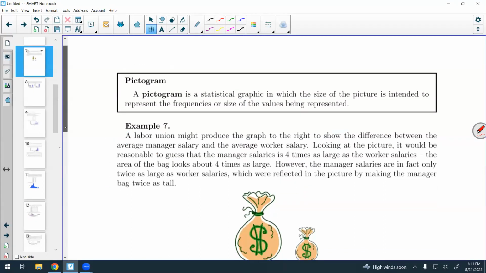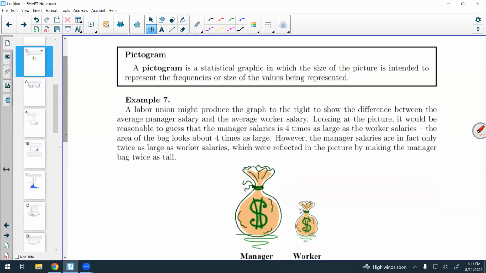Next, we have what's called a pictogram. A pictogram is a statistical graphic in which the size of the picture is intended to represent the frequencies or size of the values represented. So in this particular pictogram, a labor union might produce the graph below to show the difference between the average manager salary and the average worker salary.